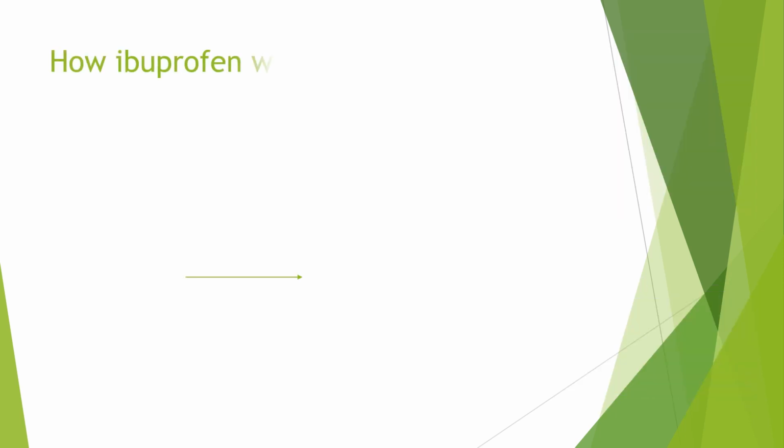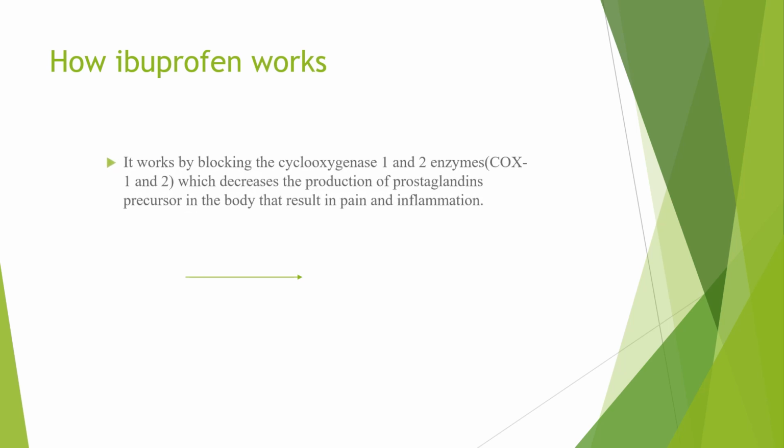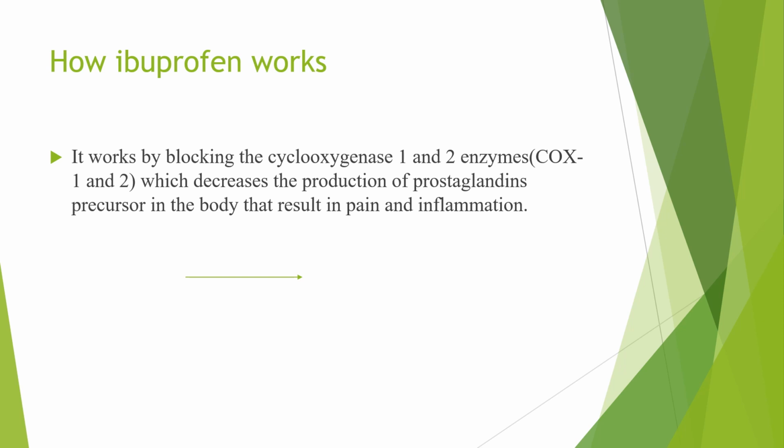Now let's look at how ibuprofen works. So ibuprofen works by blocking cyclooxygenase 1 and cyclooxygenase 2, which decreases the production of prostaglandin, a precursor in the body that results in pain and inflammation. COX-1 plays a vital role in maintaining the gastrointestinal mucosa lining. It also helps in kidney function and platelet aggregation. COX-2 is inducibly expressed during an inflammatory response.